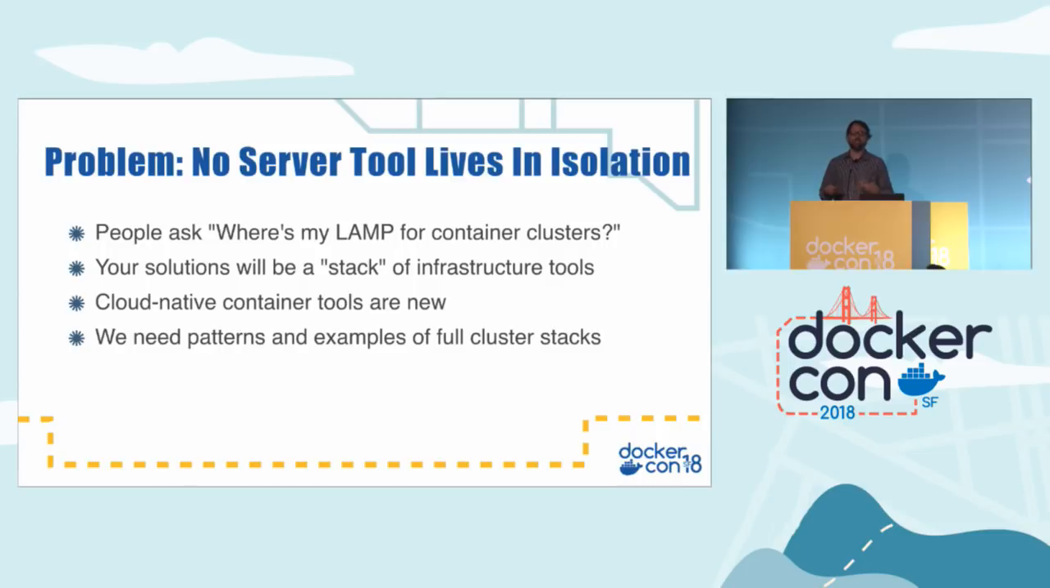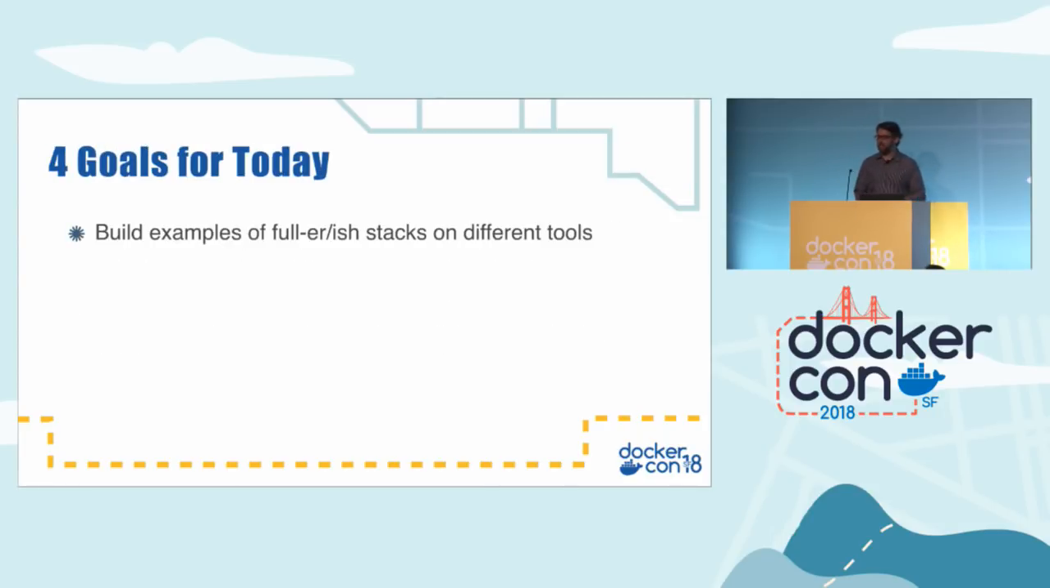And we need some more patterns and examples. So I'm not saying my patterns and examples are the right ones for you. I'm saying these are examples of ways you might build it out. Obviously, there's lots of choice, and you're going to need to make your own decisions. Maybe you choose more commercial and less open source, or vice versa. I'm just going to give you some stuff that I know works and works for some people, not necessarily for everyone, right? So four goals for today is to build out some full-ish stacks of container orchestration.